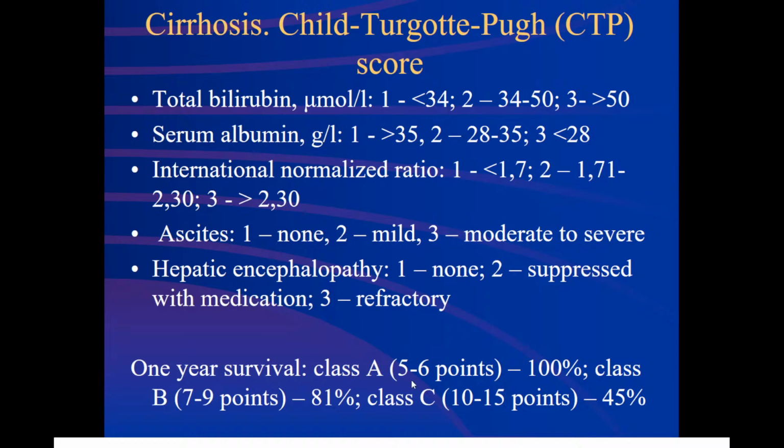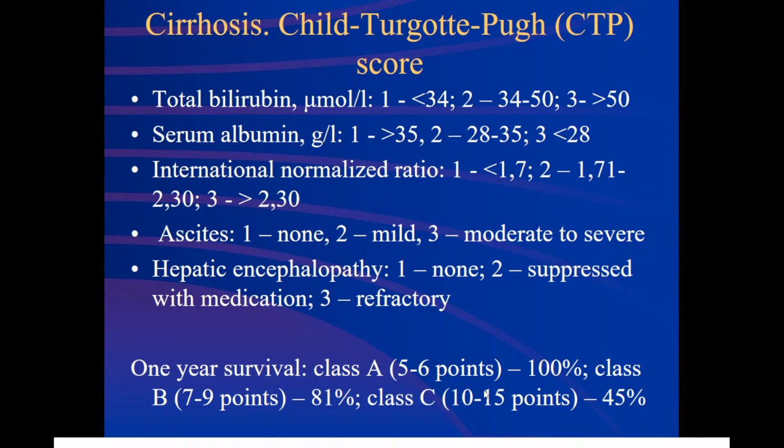Class A, if the sum is 5 to 6 points. Class B, 7 to 9 points. And Class C, 10 to 15 points. Class C is the more severe situation. More than half of patients will die within 1 year if liver transplantation is not done. So these patients should be hospitalized, and if it is possible, they should undergo liver transplantation.